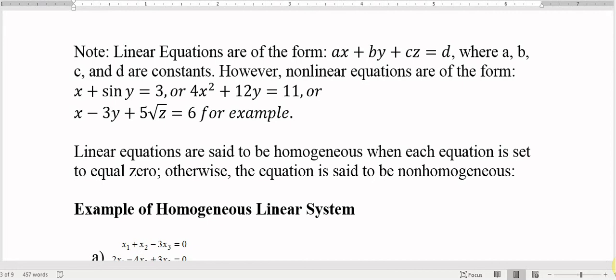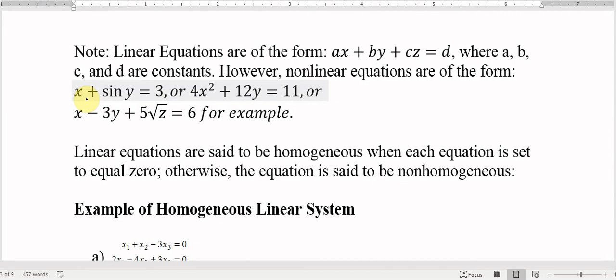However, nonlinear equations are of the form, see that sine Y throws it off, the X squared throws it off, the square root of Z throws it off. But it is possible to have a function where each term has the same form, in that you could have everything be X squared, AX squared, could be X squared, Y squared, Z squared, and you may have three of those equations.